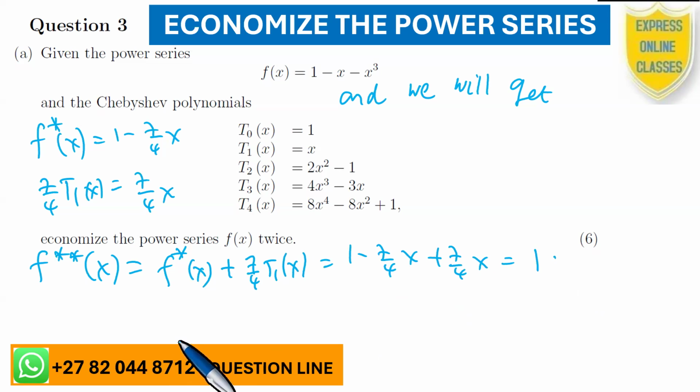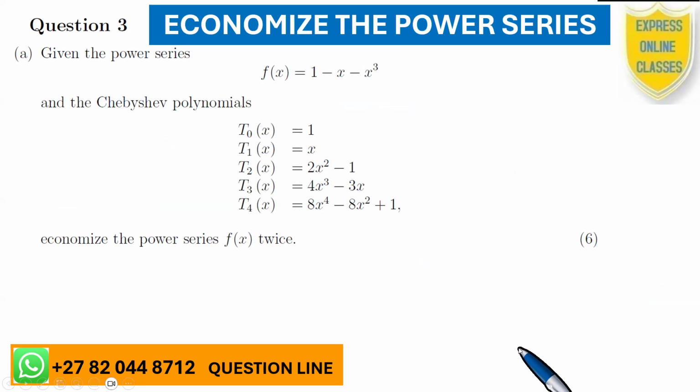Right, so we'll get this one here. We have economized the power series. The process of economizing the power series means reducing the power: we reduce the x cubed, and then we reduce the x, and then we got the constant term. There it is. So now we have just recapitulated the notion of economizing the power series, but we move on to the next question.